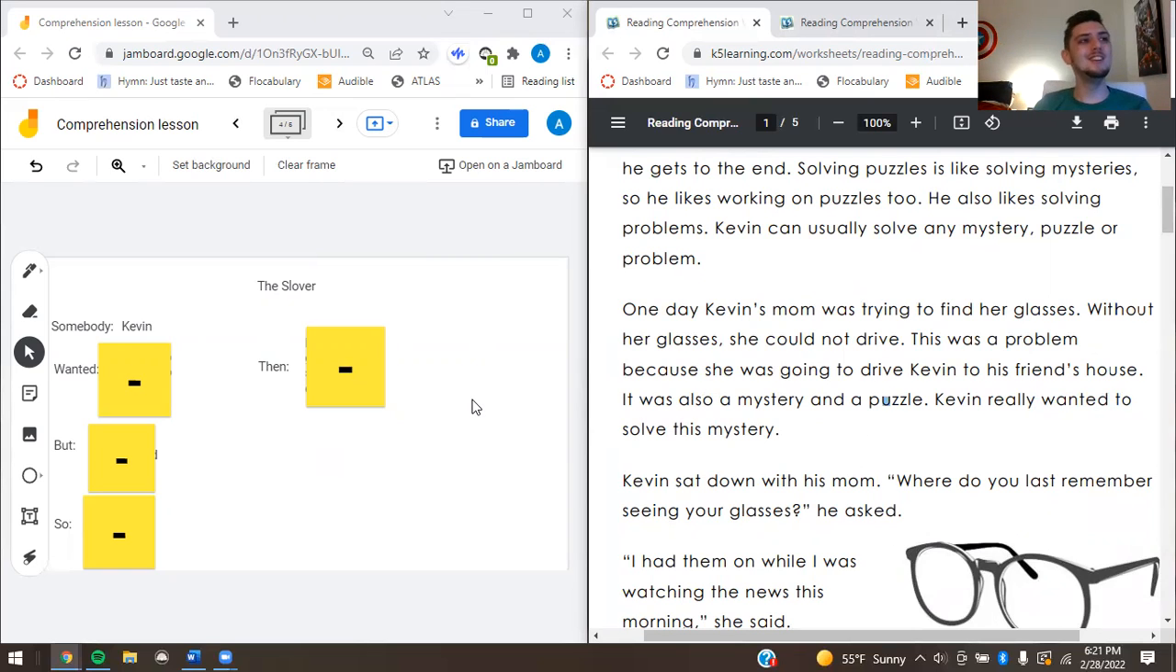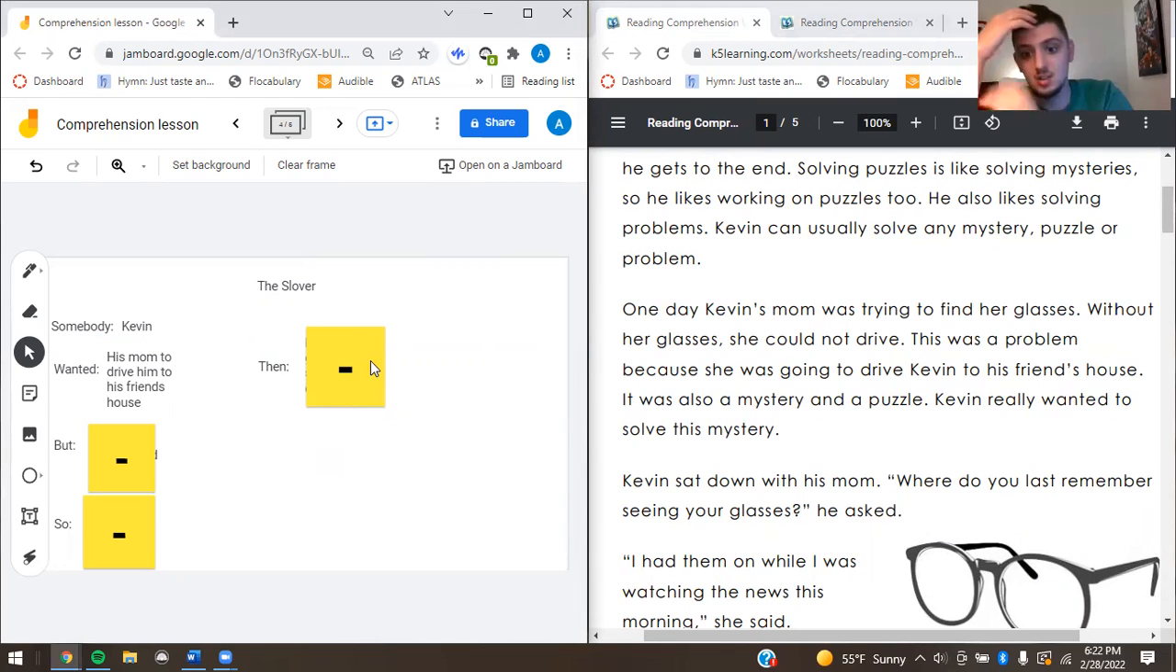So, when you see the word wanted, it's a good indicator that this is going to close into this part of our summary, what they wanted. So Kevin really wanted to solve this mystery. And this is because he really wants to go to his friend's house. So for the wanted, he wants his mom to drive him to his friend's house. So that's what he's looking after in this story.